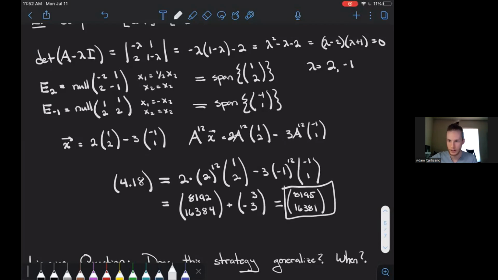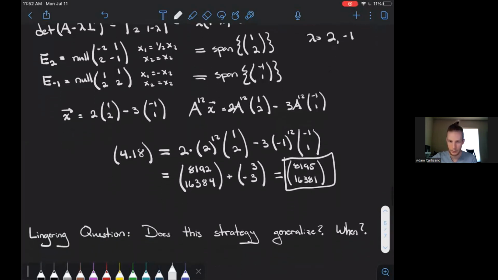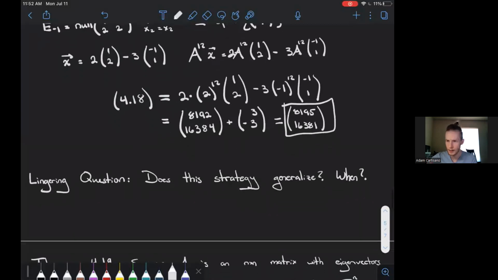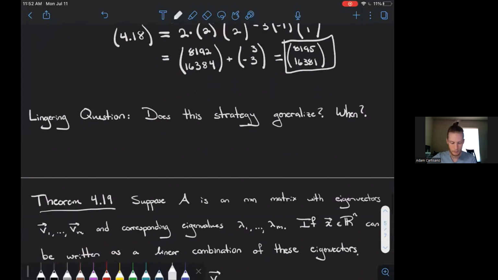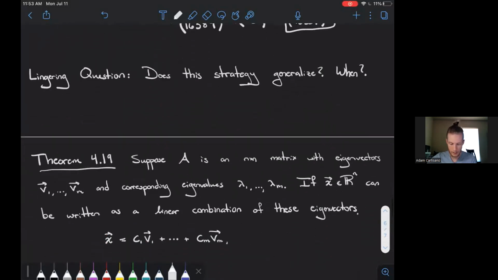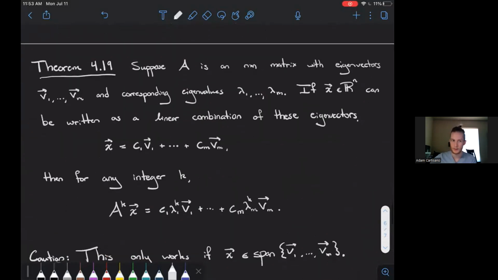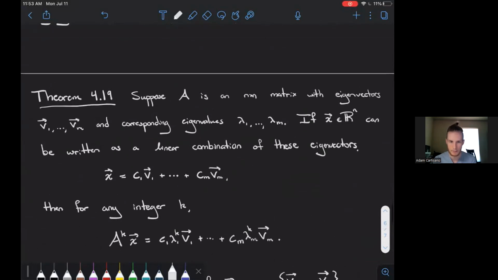But if it's more than a 2 by 2 matrix, we seem to be doomed unless we can do this computation. So the question is, does this strategy generalize? And if so, like when and how, right? How does it work in higher dimensions? Let me tell you the answer. The answer is theorem 419. Okay? And it goes like this.